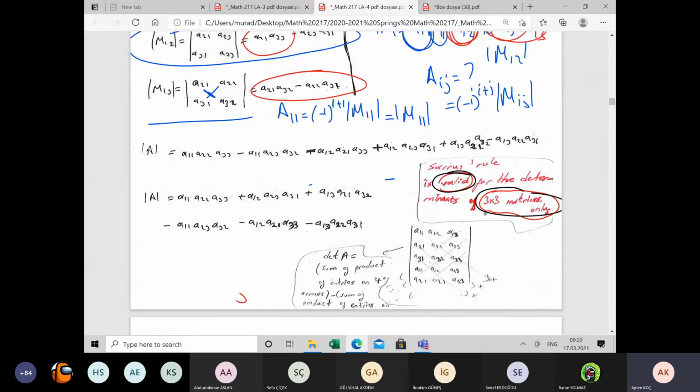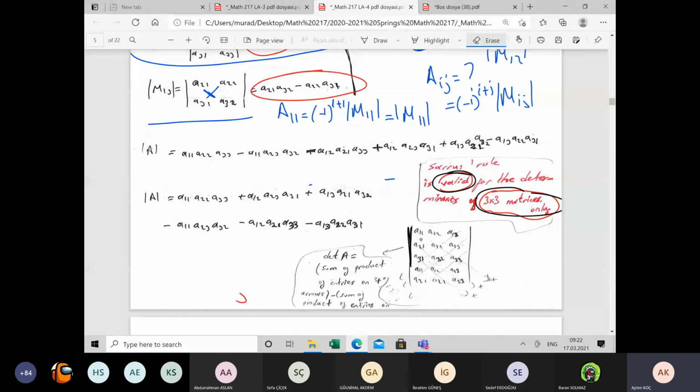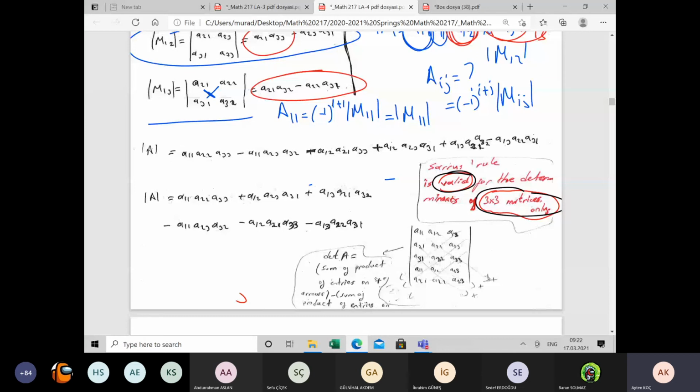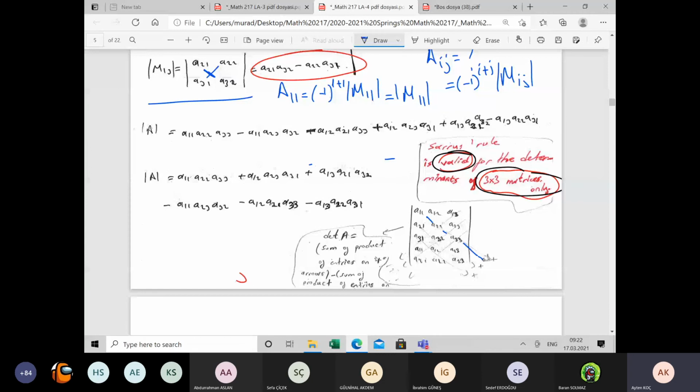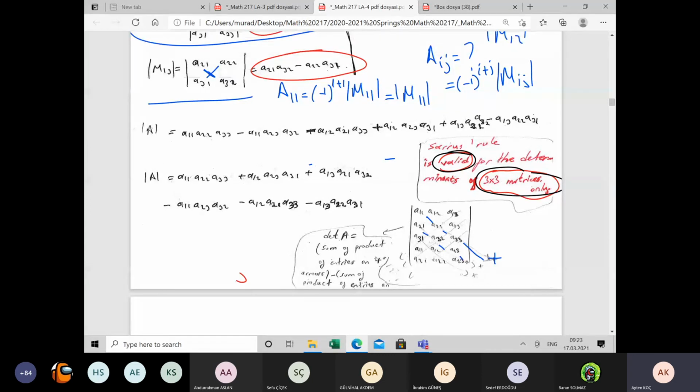What's the Sarrus rule? Write the matrix: a 1,1, a 1,2, a 1,3, and the second row and the last row. Then take the first row and the second row and repeat them, so we obtain this one. Then sketch the lines: this first line is a positive line, this line is a positive line, this line is a positive line.